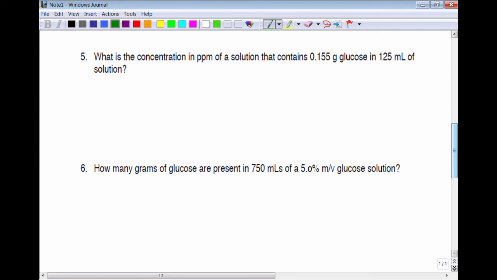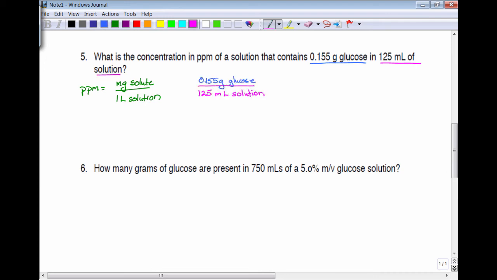In number 5, I'm trying to find the concentration in parts per million. It's useful to remember that parts per million is the same as milligrams of solute divided by liters of solution. This is the same as 1 part of solute per 1 million parts of aqueous solution. In this case, my solute is glucose and my solution is 125 milliliters.